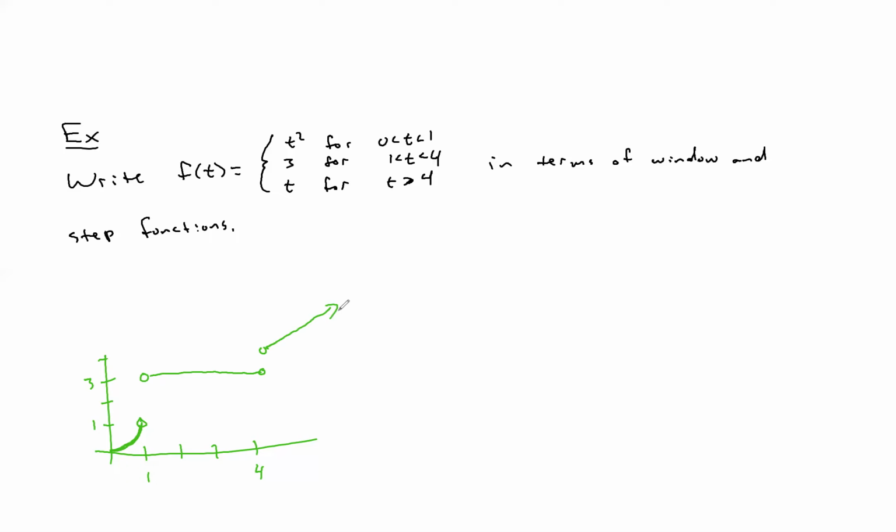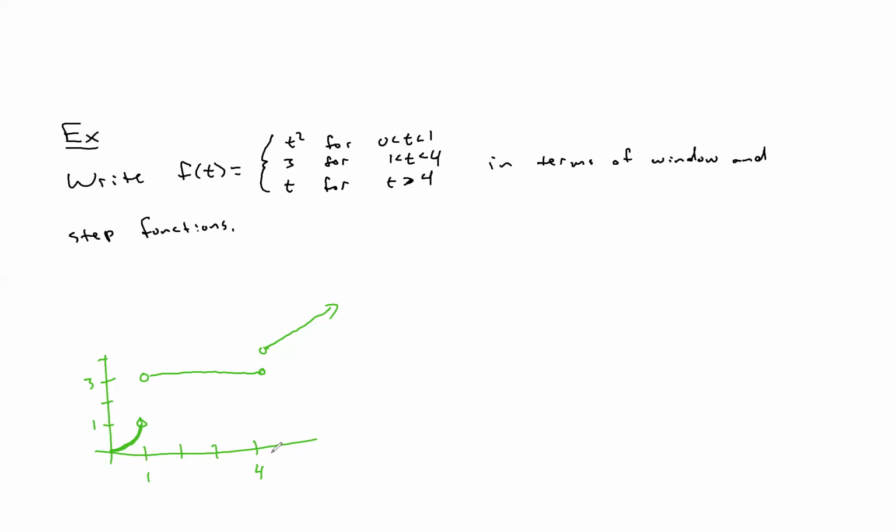And again, you can think of all kinds of scenarios where something like this might show up. Like we talked about, maybe at time 1, you turn that valve to change the flow rate. And then at time 4, you turn that valve again. In terms of electronics, you just think of it as flipping a switch. At time 1, you flip a switch and something different starts happening. At time 4, you flip the switch and something different starts happening. So how do we write these in terms of window and step functions?